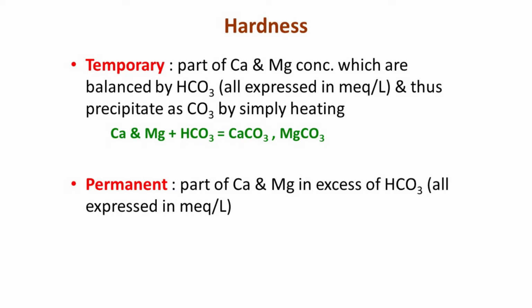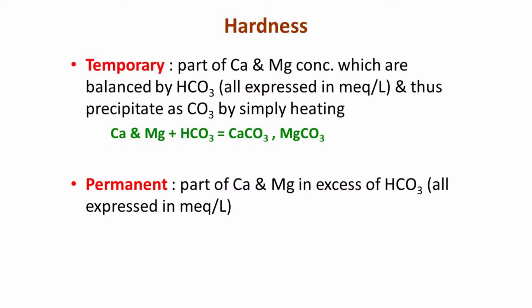The hardness is again of two types. That is, it can be classified as temporary and permanent hardness. The temporary hardness is because of the calcium and magnesium concentration which is balanced by bicarbonate, all expressed in milliequivalents per liter, and thus precipitates as carbonate by simply heating. This can be represented by the equation: Ca and Mg plus bicarbonate giving calcium carbonate and magnesium carbonate.